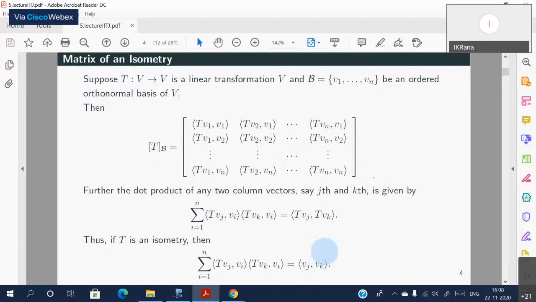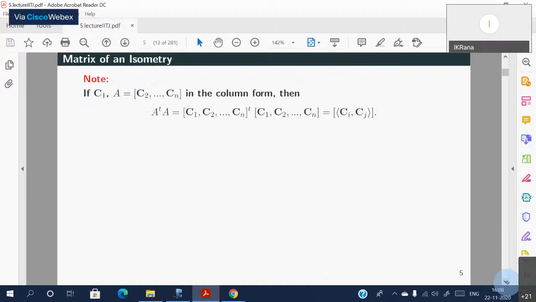And that, being an ordered orthonormal basis, will be either 0 or 1 depending on whether j is equal to k or not. So that immediately says that if T is an isometry and B is an ordered orthonormal basis, then the matrix of T has a special property: its columns are orthogonal to each other. And it's not difficult to see why that is happening.